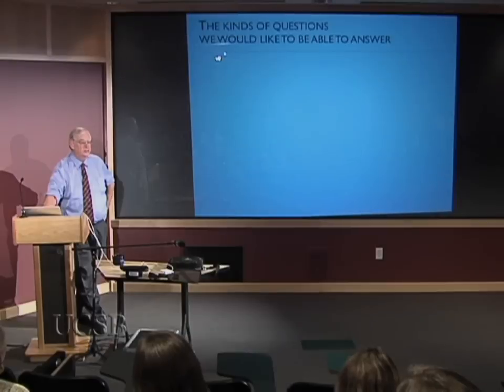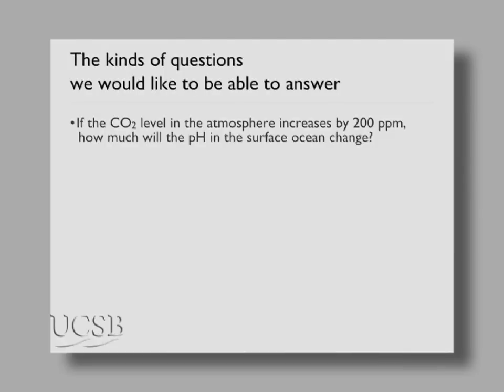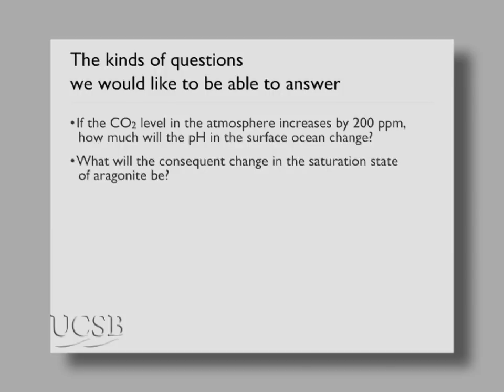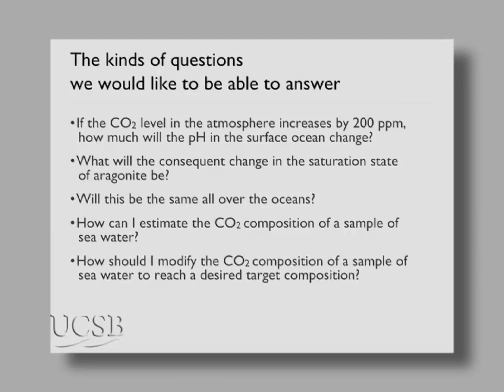Ultimately, once you know about CO2 chemistry, you'd like to say, okay, if we do increase the CO2 in the atmosphere, how much would the pH in the ocean be expected to change? How would you calculate that? Or what would the consequent change in the saturation state of one of the forms of calcium carbonate, aragonite, be? Would this be the same all over the oceans? And then really, for your experimental purposes, perhaps one of the more important pieces, and this is really the content of most of our second lecture today, how would you go about measuring what was in a sample of seawater? And planning an experiment, how would you modify the chemistry of a sample of seawater to be the composition that you wanted to inflict upon your organism?